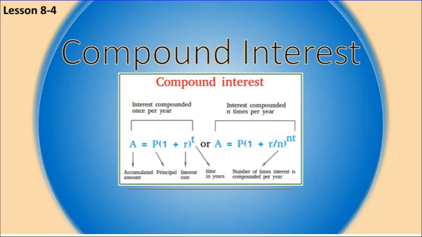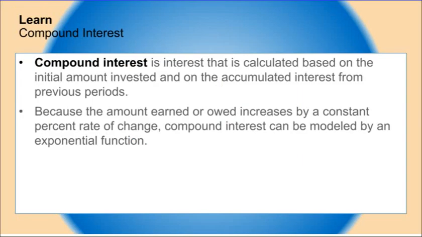Lesson 8-4, compound interest. What is compound interest? Compound interest is just the interest that is calculated based on the initial amount invested and on the accumulated interest from the previous period. So the difference between compound and simple interest, you're adding the same interest each time based on the principal amount. Compound interest is you're taking the interest on whatever the current balance is in there.